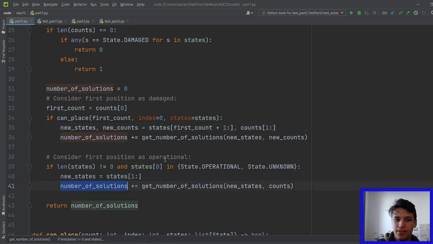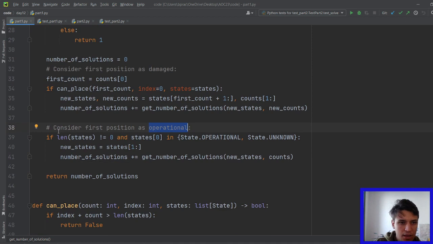The second set of solutions will come from when the first position is operational. So first we need to check if the first state can be operational. For this we need to have at least 1 state left.